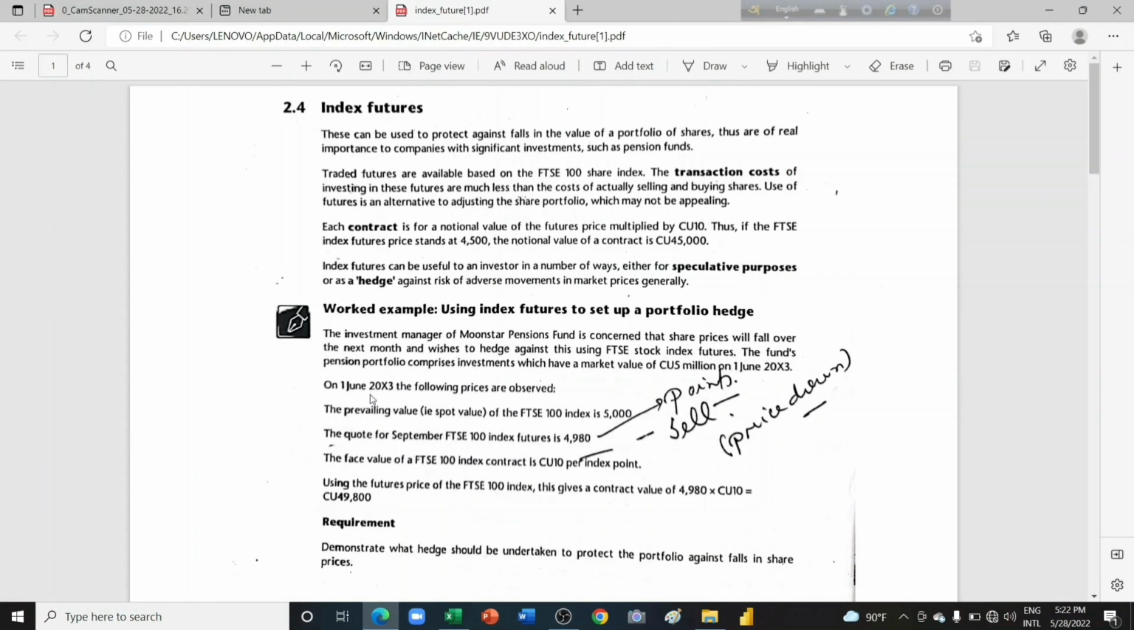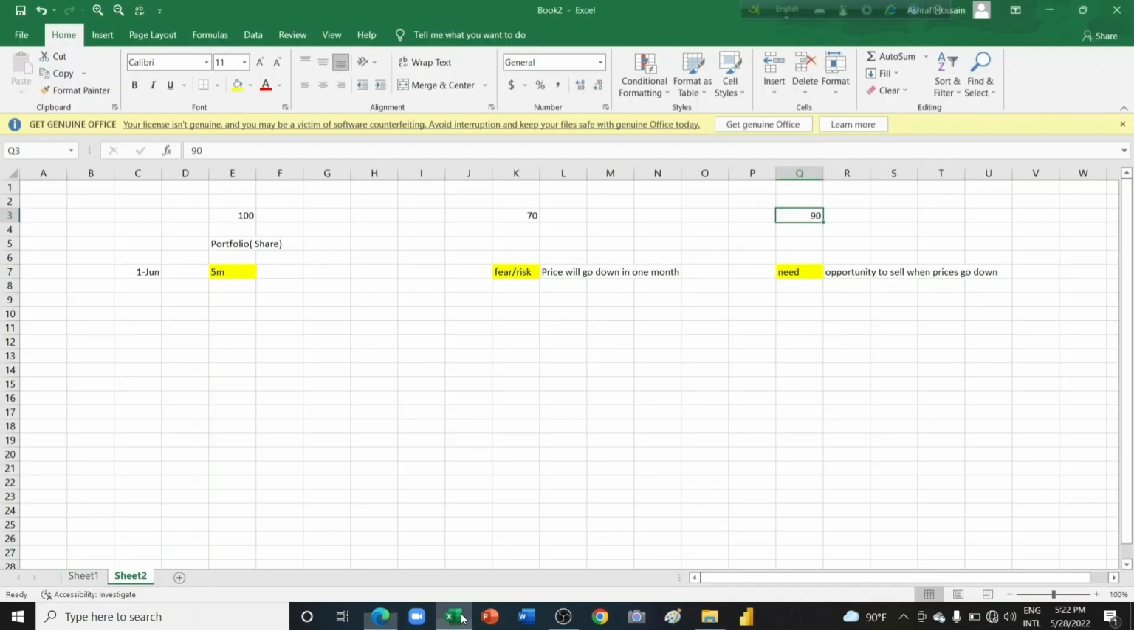On 1st June 2023, whatever, the following prices are observed. The prevailing value, that is the spot value of the FTSE 100 index, is 5,000 points. So on 1st June, the index futures, the price of those futures is 5,000 points, because the futures are measured at points and each point values $10. So 5,000 points would mean... what did I do?